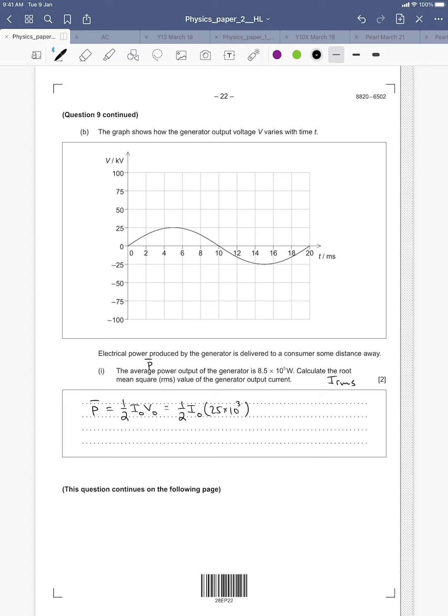25 times 10 to the 3 volts, and we are told that the average power is 8.5 times 10 to the 5. Okay, so from that we can get the peak current, comes out as exactly 68 amperes, and when I have the peak current, we can always find the RMS. Whenever you have a peak value, you can find the RMS value. That's just the peak divided by root 2. Gives us around 48 amps. Don't forget that the average power can also be worked out as just the product of the RMS current and the RMS voltage. That's sometimes useful to know.